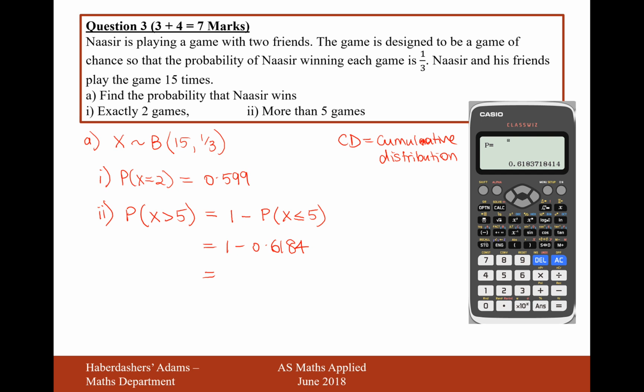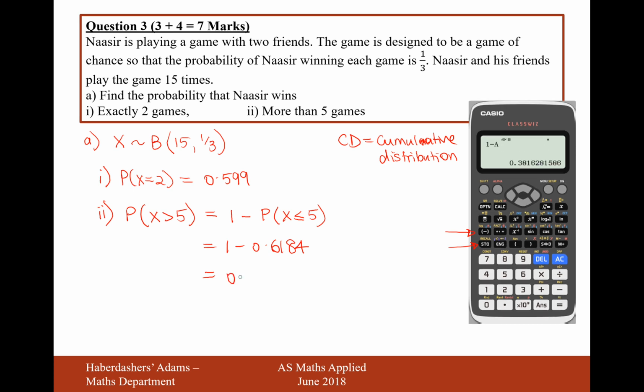So what we'll do is store this value as variable A. Press the STO button and then hit the button above it to store this value as A in your calculator, and once you've done that, that screen should appear. It should say stored to A. Then go back to the main mode on your calculator and just do 1 minus A, and it will give you 0.382 to 3 significant figures. Okay, so that's the answer to part II.